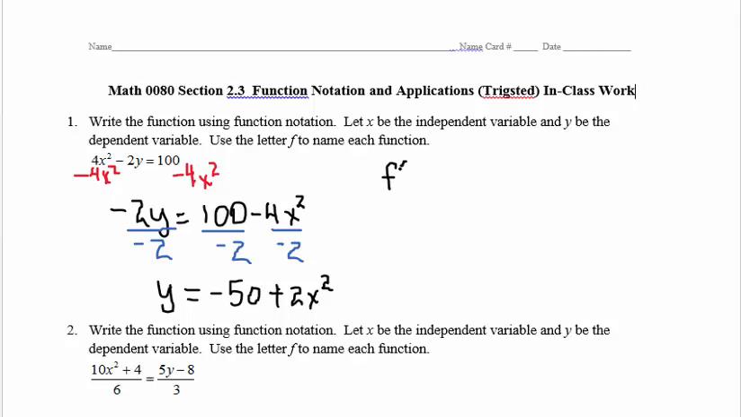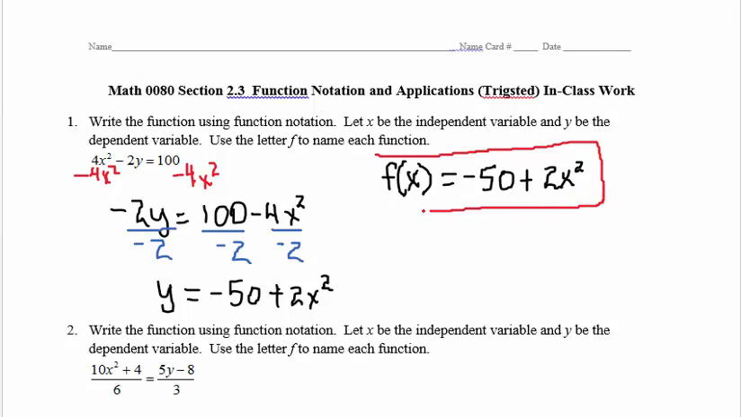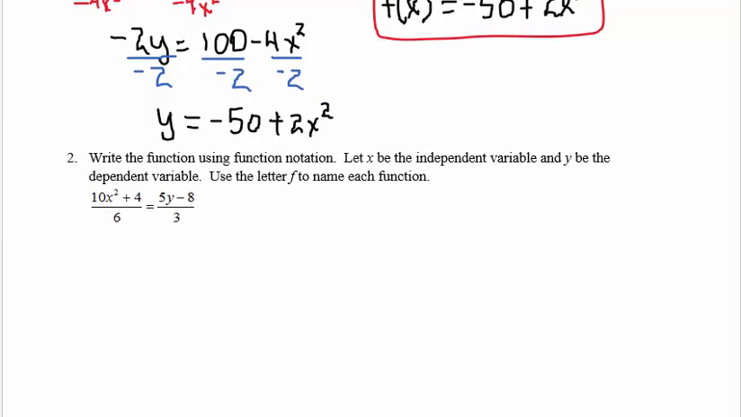So that tells me that the function's name is f, the independent variable is x, and that equals what my y was equal to, which is negative 50 plus 2x squared. And that completes what I was told to do in the problem.